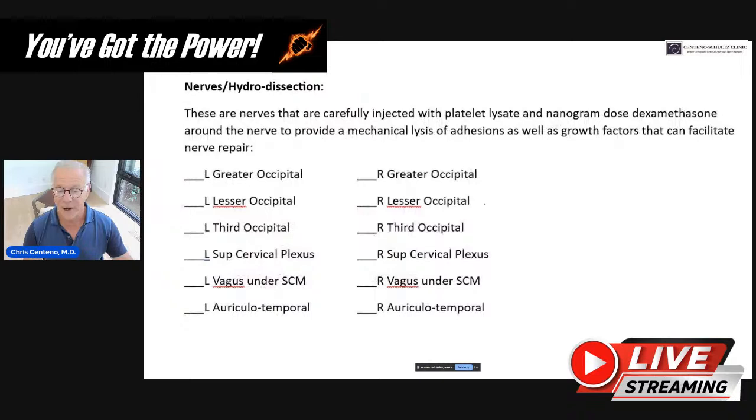Then we've got nerve hydrodissection. This is also frequently done during a PICL procedure. Now remember, all of these are being done very specific to the patient. So physical exam, history, imaging, all determines which of this long menu that is called the PICL procedure gets done in any particular patient. But as you can see here, there's quite a few different nerves there.